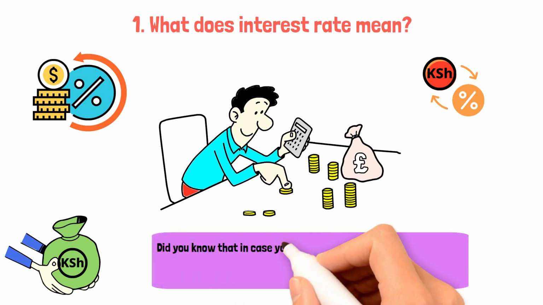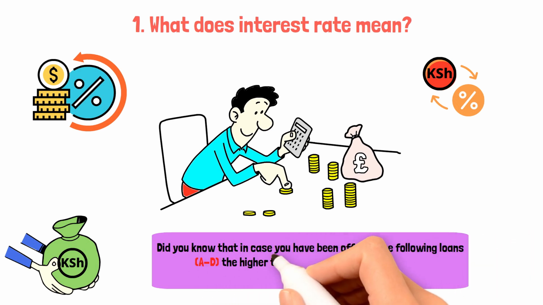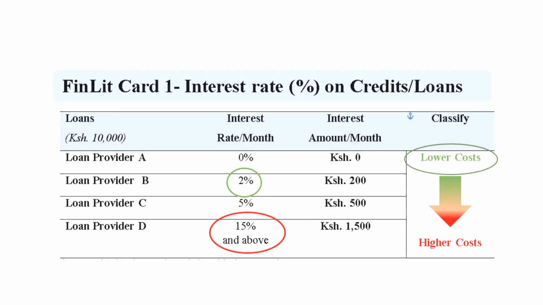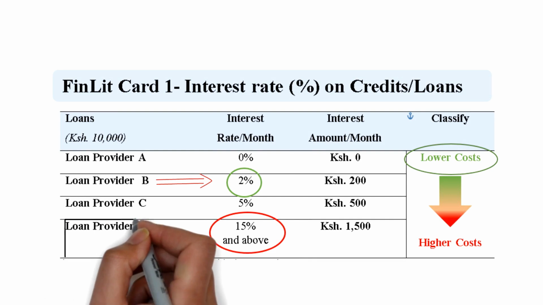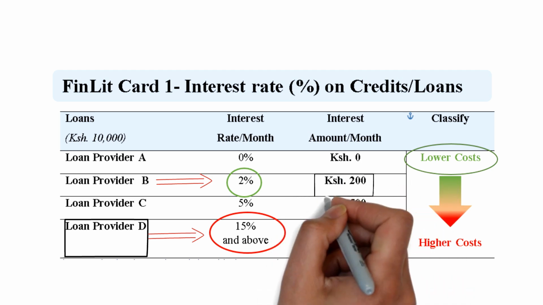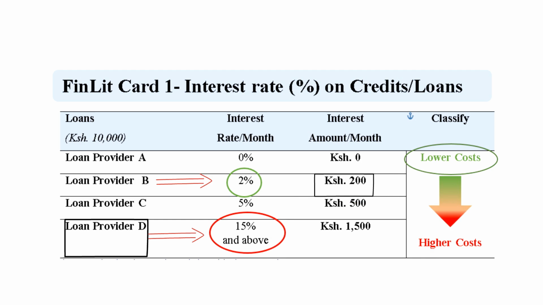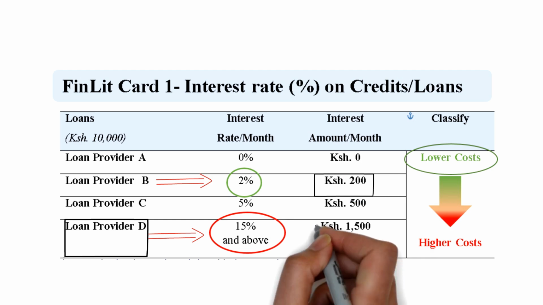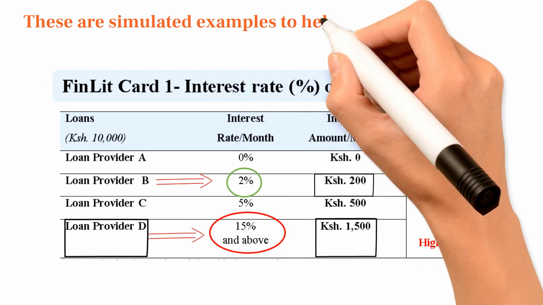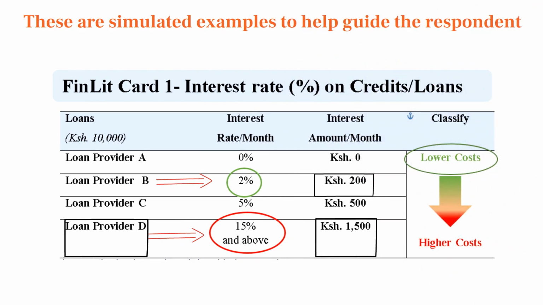Did you know that in case you have been offered the following loans, A to D, the higher the amount in percent, the more you have to pay in interest? Loan provider B offers you the loan at 2%, which is a lower cost compared to loan provider D who offers 15%. What this means is, you only pay 200 Kenyan shillings in interest for loan B after the 1 month, while for loan D, you are required to pay 1,500 Kenyan shillings in interest after the 1 month. These are simulated examples to help guide the respondent.